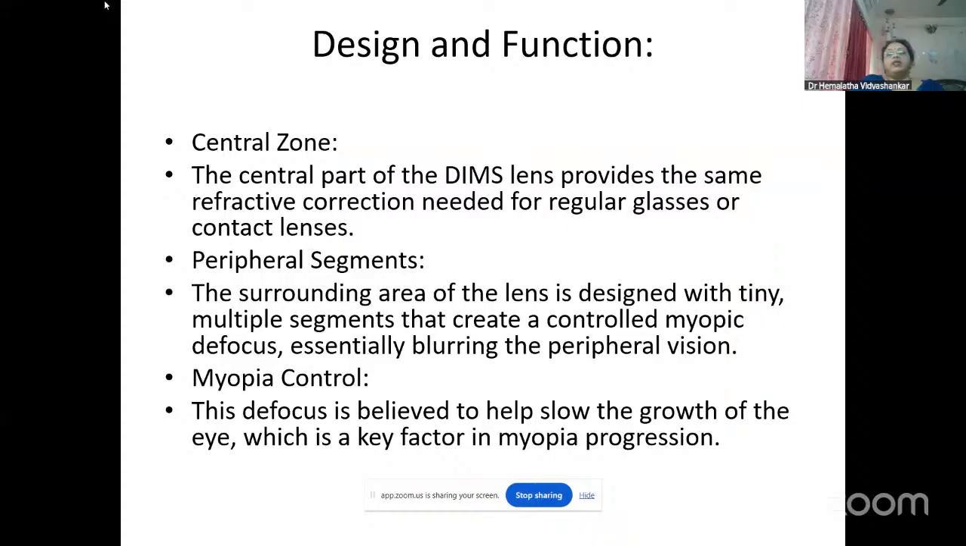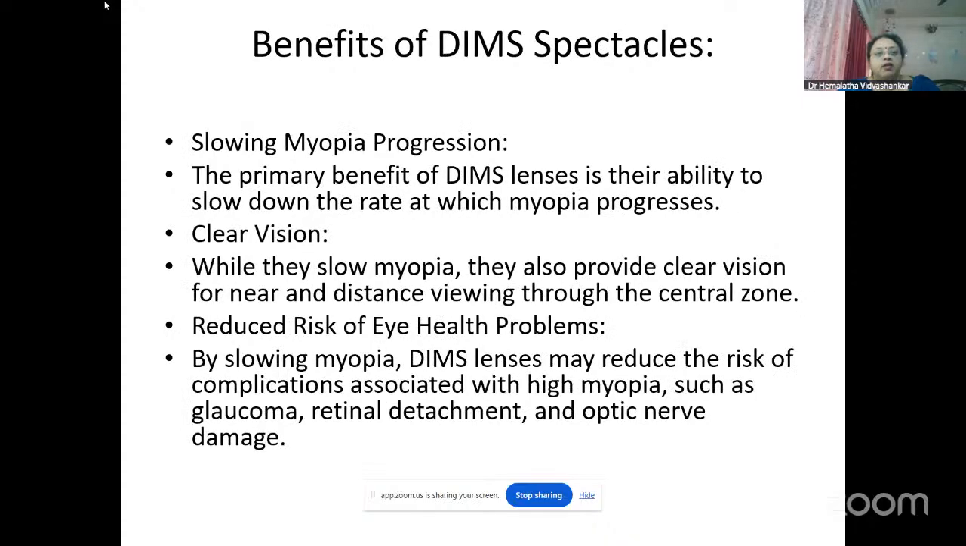Peripheral vision, and hence they prevent myopia control. Myopia control, especially in children in whom there is a rapid increase in myopia. Now, the benefit is that if we can control the total amount of myopia, then there are fewer chances that the child will develop any retinal problem and other problems like glaucoma and optic nerve damage.